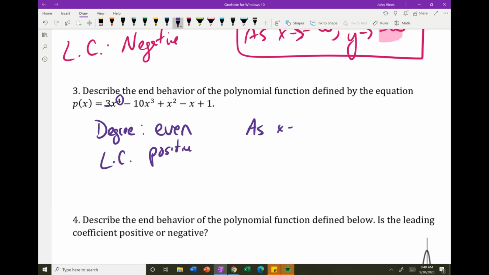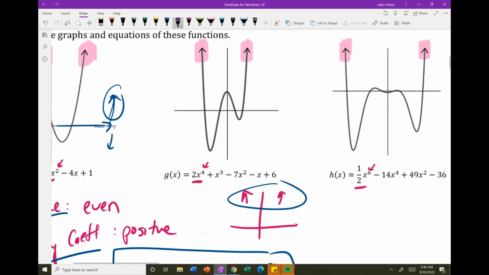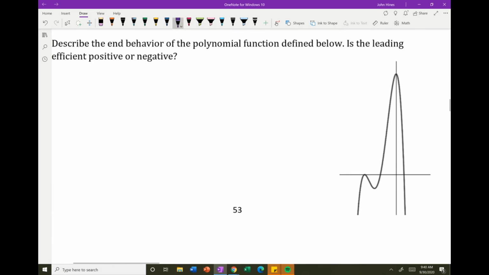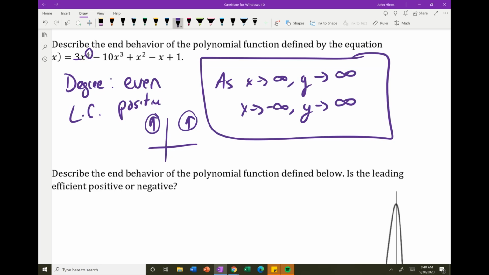So as x gets really big, where's my y value going? As x gets really negative, where's my y value going? Well, if I'm even degree, that means they're going the same direction. Even positive is going up in both directions. I don't know what happens in the middle of this graph, but I know that's how it ends. They're both going up to positive infinity. So that right there is my end behavior.